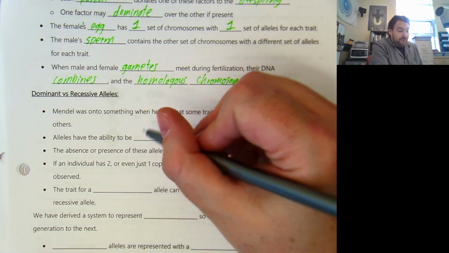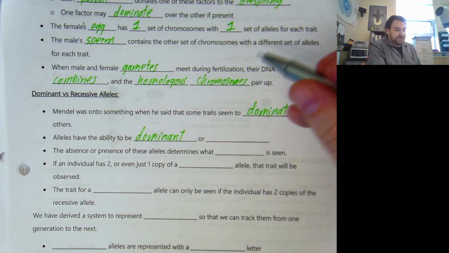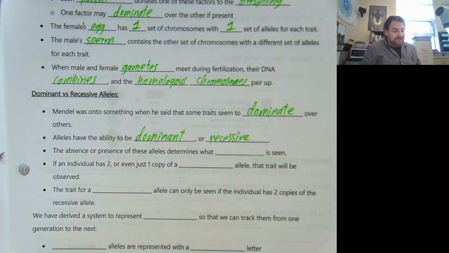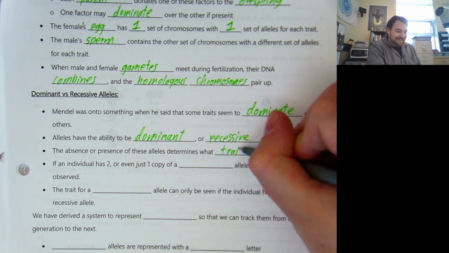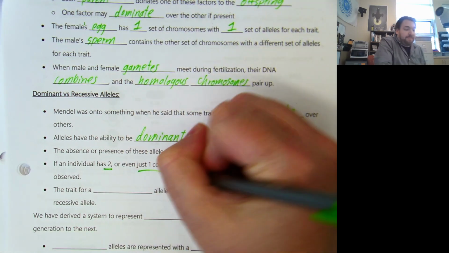Alleles have the ability to be either dominant or recessive, as we've seen when we talked about some of the traits you guys demonstrate. And the absence or presence of these alleles determines what trait is seen. Now, in the code, there's 2 copies of everything. And if the dominant one is able to override the recessive one, that means if you have 2 or even just 1 copy, underline those.